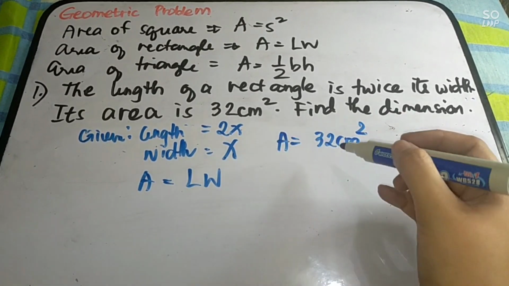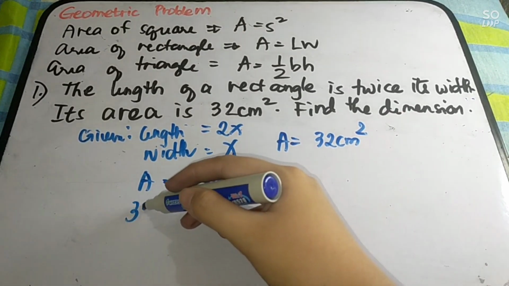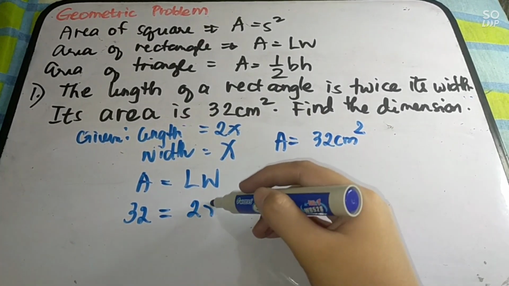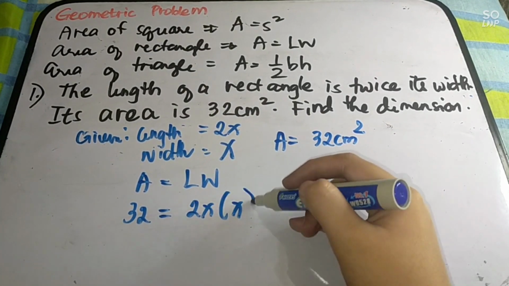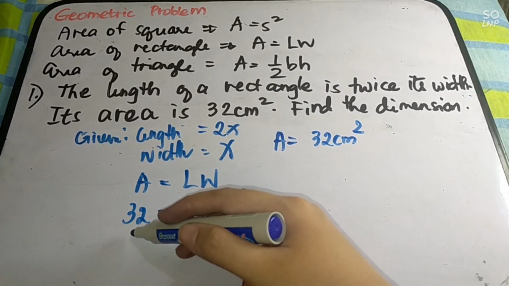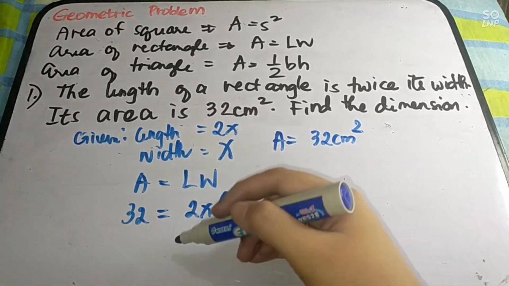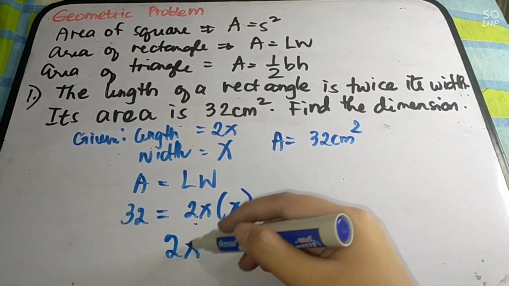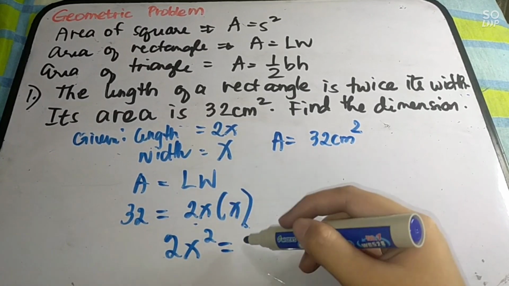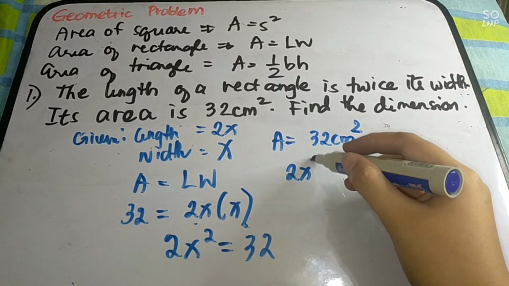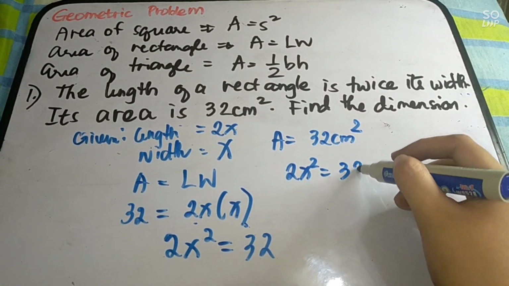So, ang area mo, we have here 32, just substitute, is equal to, your length is 2x, and then your width, we have here x. Then, we are going to simplify by multiplying this one. So, just copy. So, pwede na natin pagbaliktad din yan. So, we have 2x times x, the answer is 2x squared is equal to 32. They are just the same. So, you have here 2x squared is equal to 32.